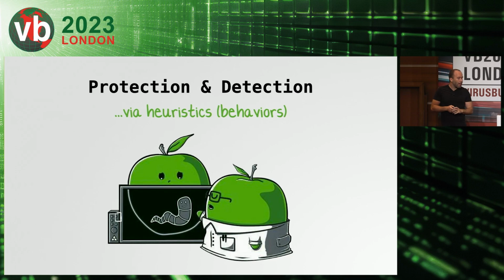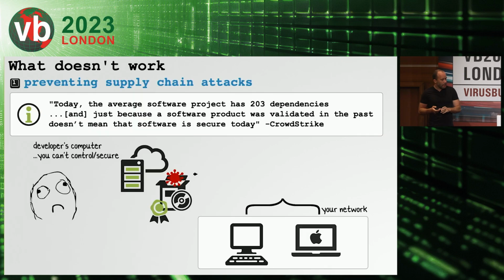All right, so now let's talk about protection and detection. First, though, I want to talk about what doesn't work, because to me, this is equally important. Otherwise, we might focus our efforts on maybe the wrong thing. So the unfortunate reality is it's incredibly difficult to prevent supply chain attacks. I don't think you can as a company.